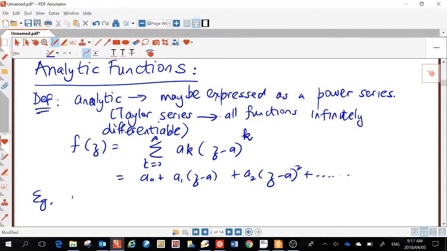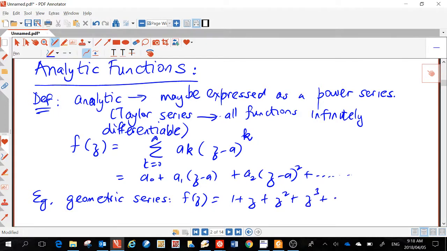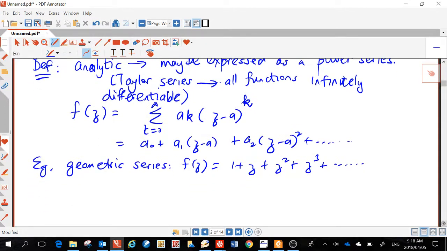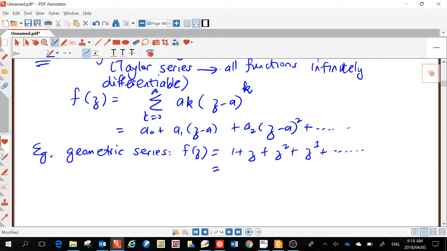An example is the geometric series. This is the one you came across in school. F of z equals 1 plus z plus z squared plus z cubed plus and so on. Provided mod z is less than 1, provided the ratio is less than 1, what will be the sum to infinity of that? How do you work out the sum to infinity from high school?